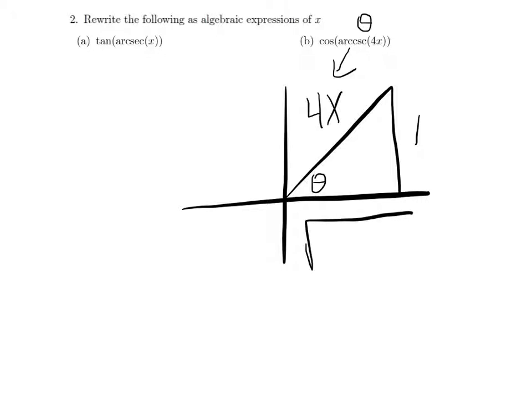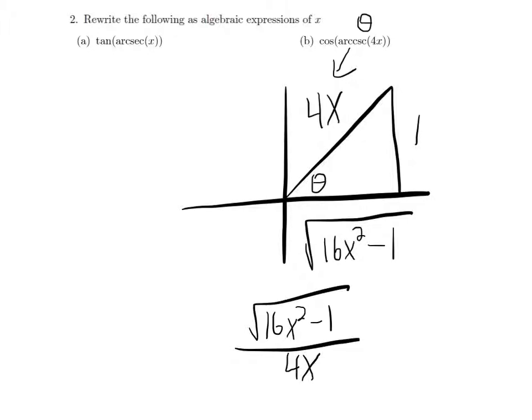We then would do the Pythagorean theorem to get the remaining side, and then we proceed to do cosine of theta, adjacent over hypotenuse. And that would be an algebraic expression, no trig anywhere in there, for cosine of arc cosecant of 4x.